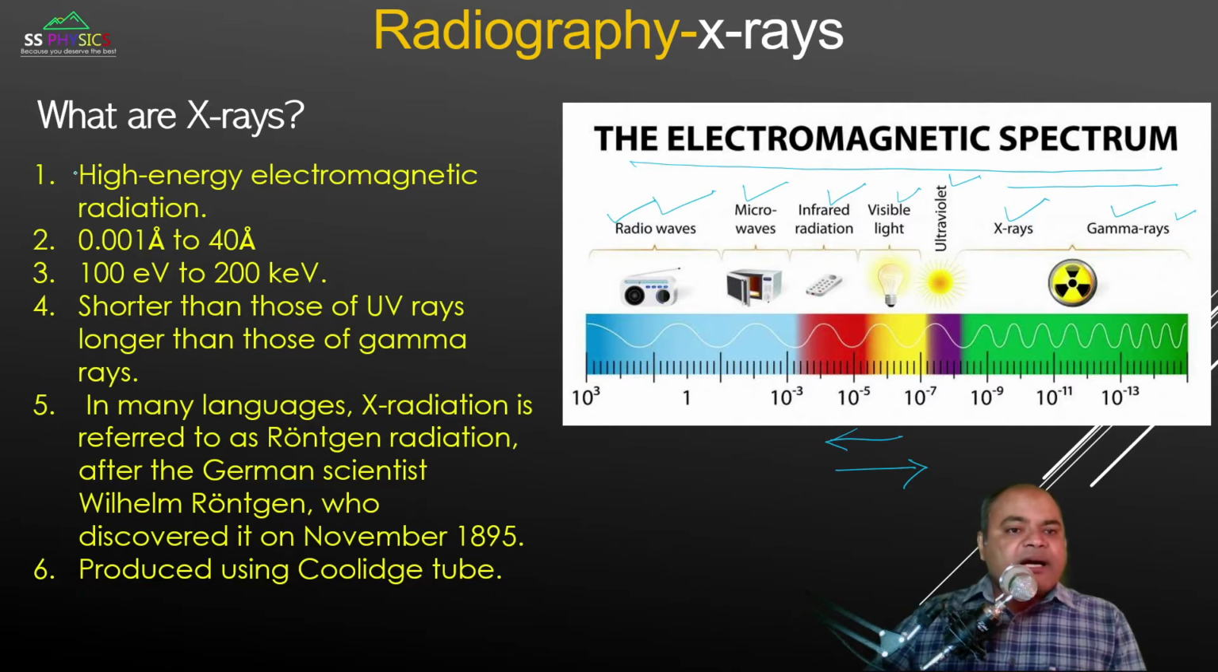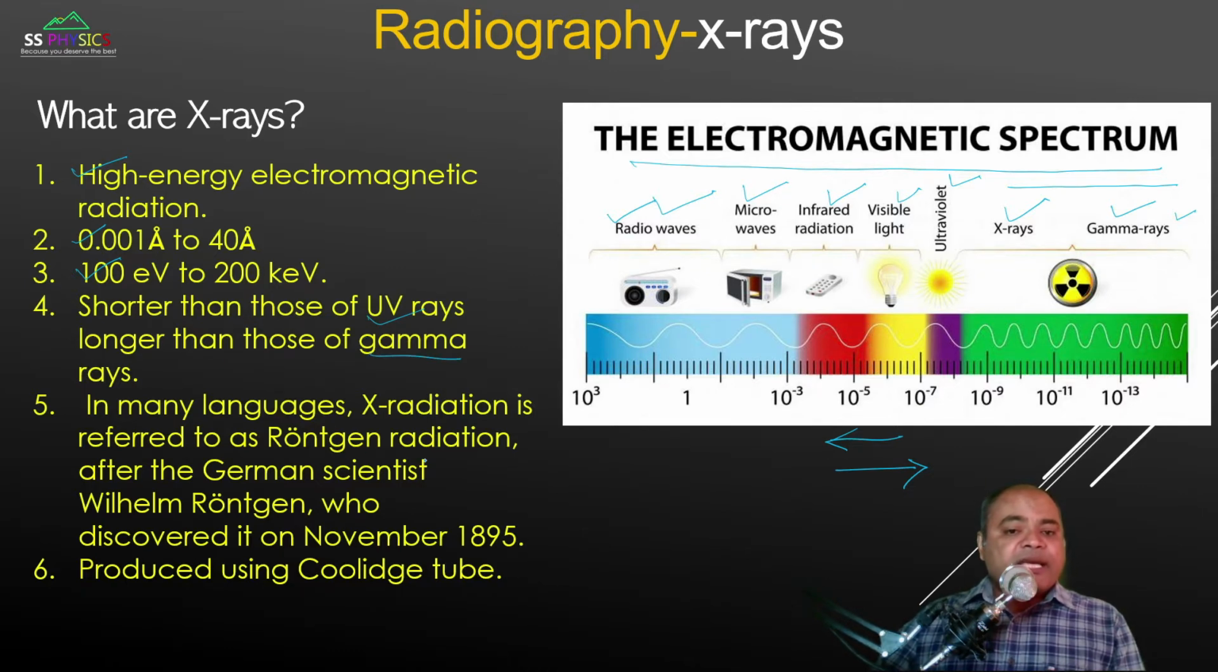X-rays are high energy electromagnetic radiation. The wavelength of X-rays is from 0.001 angstrom to 40 angstrom, that is a very small wavelength, and the energy of the X-ray photon is very high, of the order of 100 electron volt to 200 kilo electron volt. These are shorter than ultraviolet rays and longer than gamma rays.